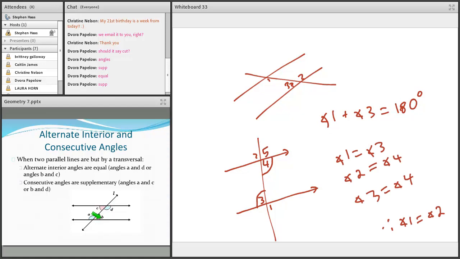That's supplementary. That's right. And there are many, many different ways you could figure that out. You could figure it out because 5 is supplementary with 4 because they're a linear pair. And 4 has to be equal to 3, which has to be equal to 1, which means 4 has to be equal to 1. So since 5 is supplementary with 4, it also has to be supplementary with 1. You could also figure out that 5 is supplementary with 4 because 2 and 5 are supplementary and 2 and 4 are equal.